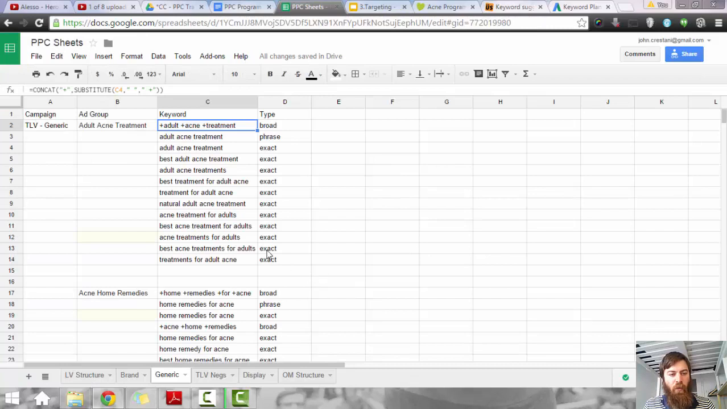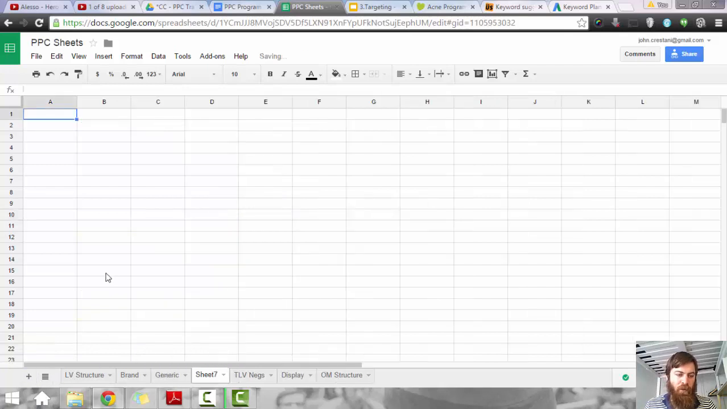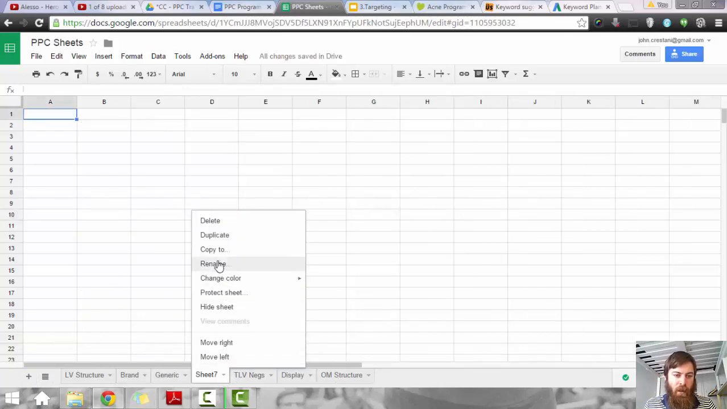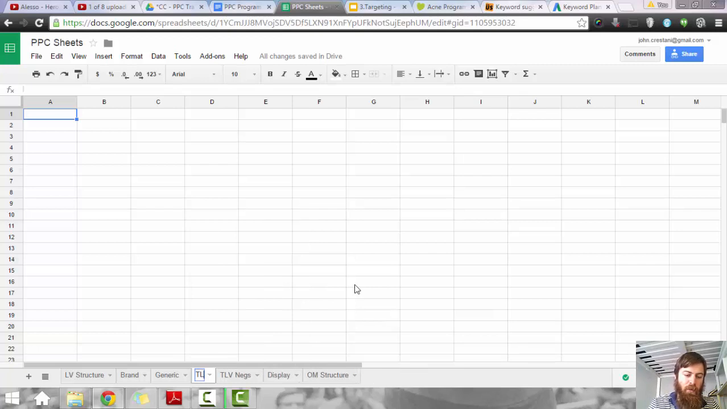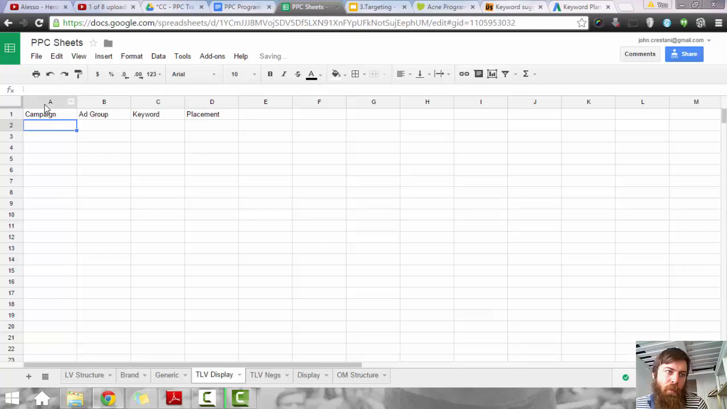So just to finish one quick thing with the love vitamin, one thing I would do is for display. Let's create a new sheet here, and notice I do take time to try to keep things somewhat organized. Campaign, ad group, keyword and/or placement. We'll go over placements for some of the other ones, but basically for the campaign, I'll just name it display.